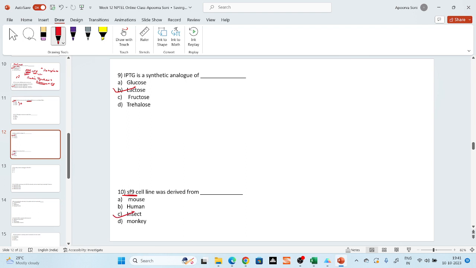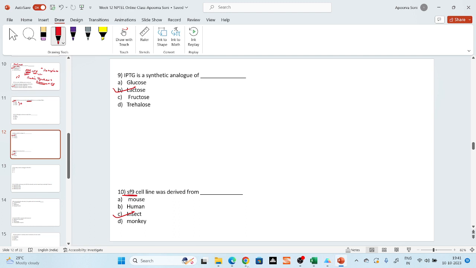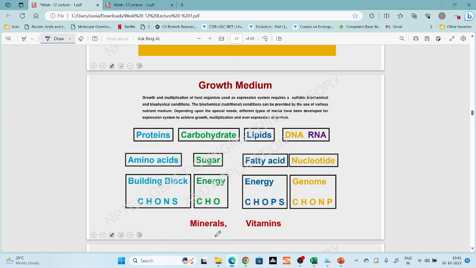Okay, now we'll just quickly recap a little bit more and then we'll again come to the questions. So we were studying about the host. In module 1, we have studied about the different kinds of host that we can use. We can have prokaryotic hosts and eukaryotic hosts. And then we have studied the metabolism of the different kinds of hosts.